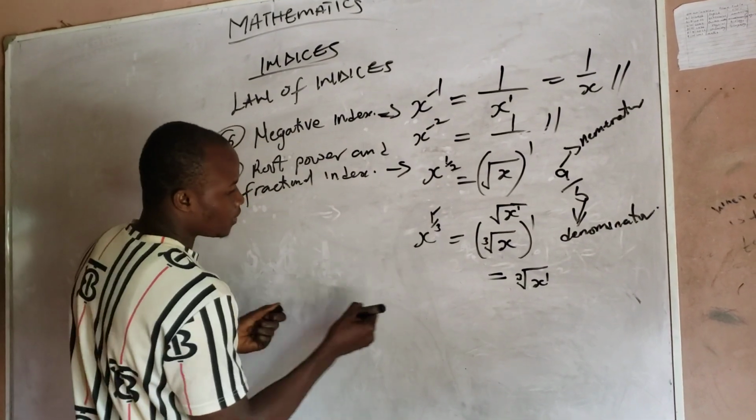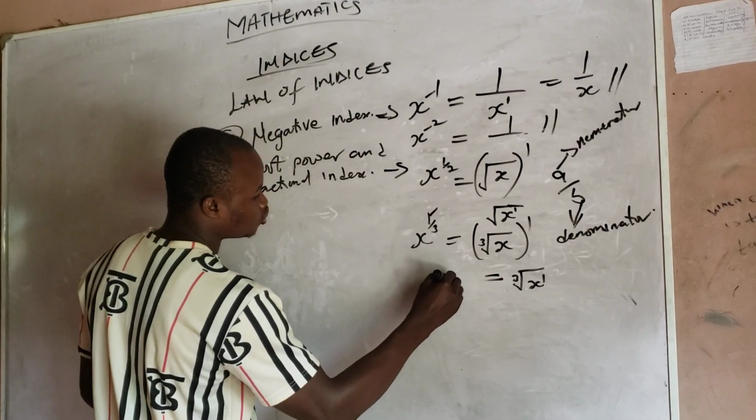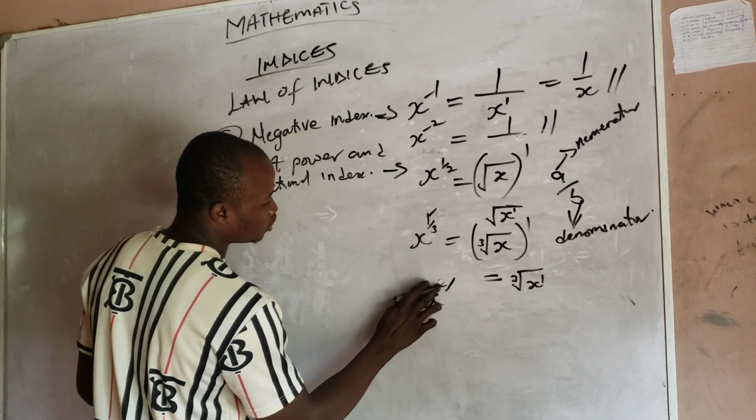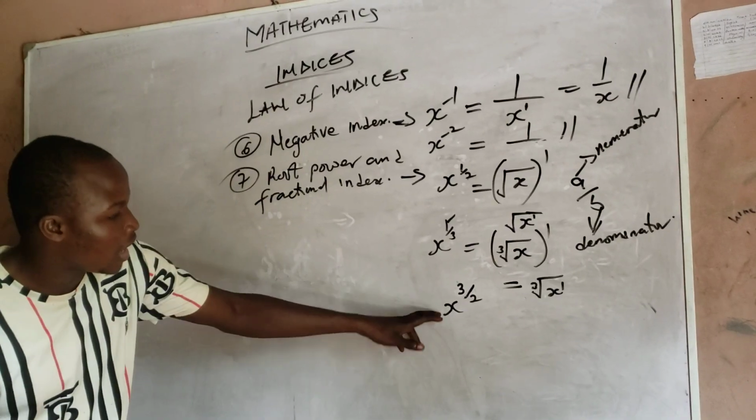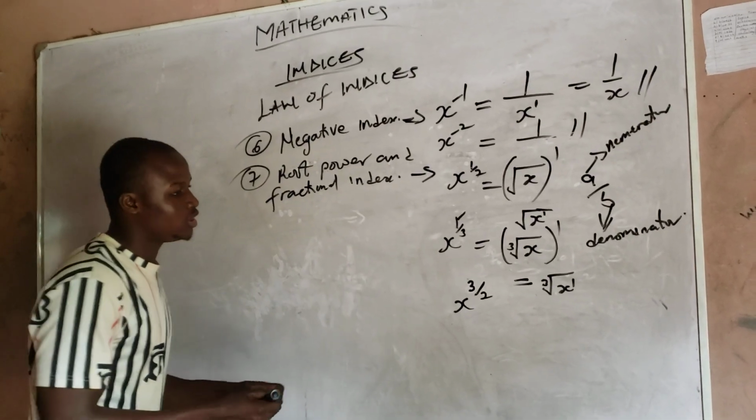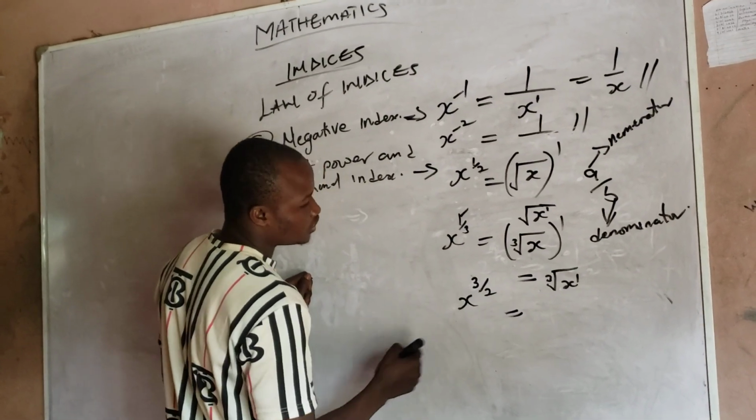Now, what if you have x raised to the power 3 over 2? How will you do it? It's the same thing. You just do it like this.